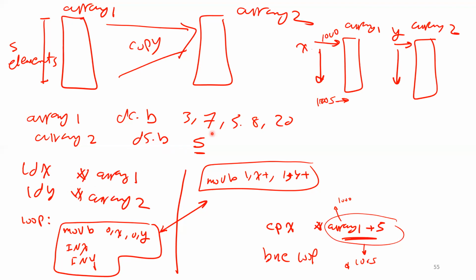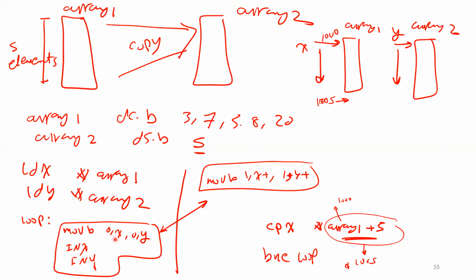Make sense? So one pointer is used for one array, the second pointer is used for the other array, okay? So what I'm gonna do, this is initialization in the very beginning. I'm gonna store the beginning address of array 1 in X and the beginning address in Y. So X now is pointing at the beginning address, Y is pointing at the beginning address in this array, okay?